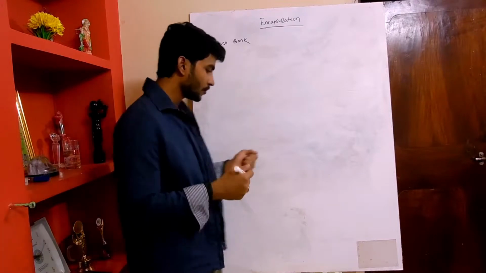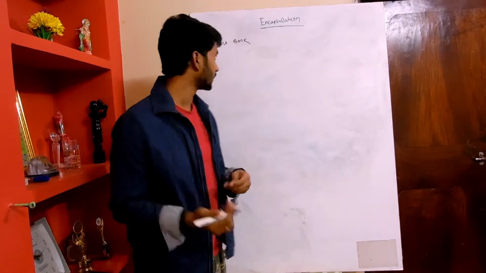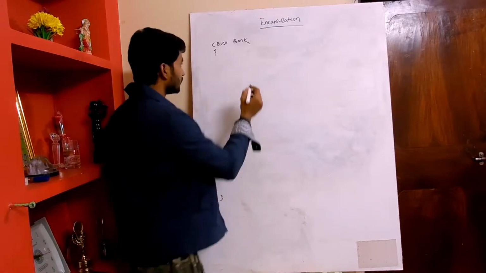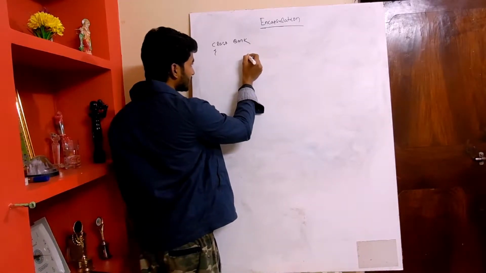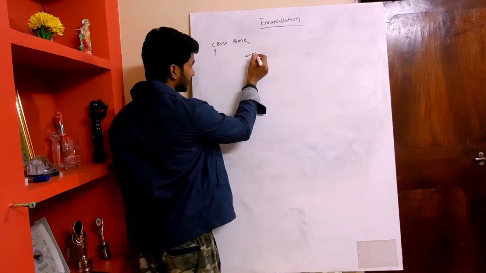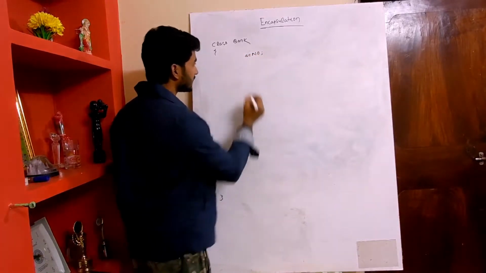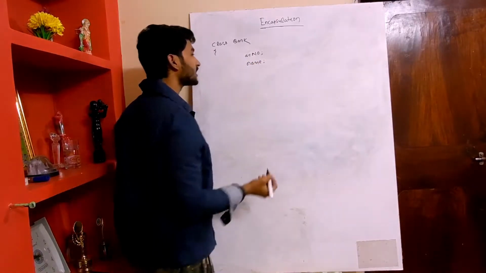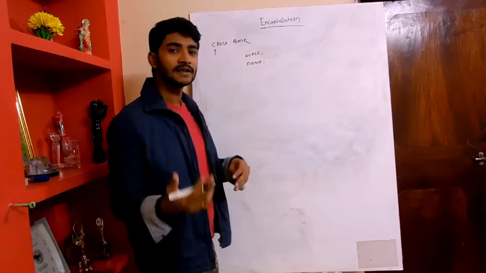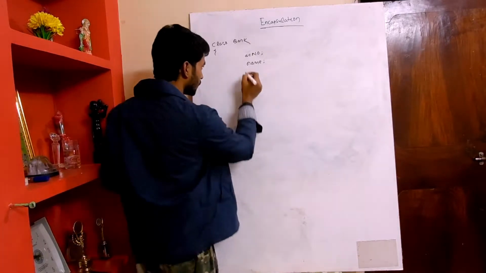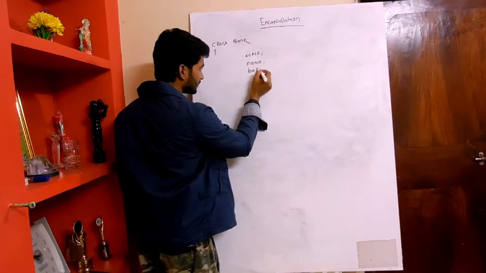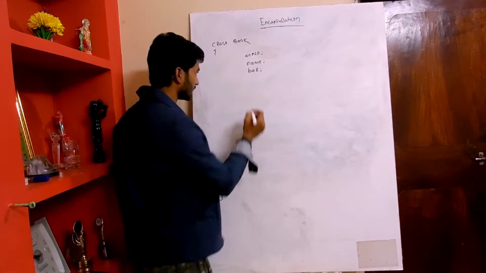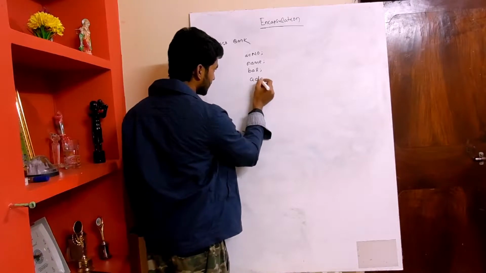Whichever customer comes to my bank, I want to store four pieces of information about him. First of all, I want to give him an account number, so AC number. I want to give him a name, so my customer should have a name. He will deposit some balance, so I'll take this BAL as my balance variable. And I want to store his address, so I'll take ADD as address.